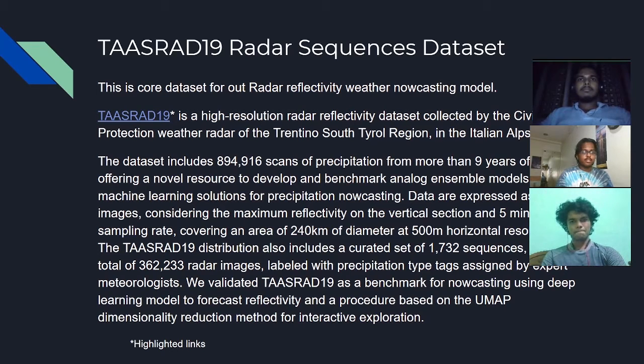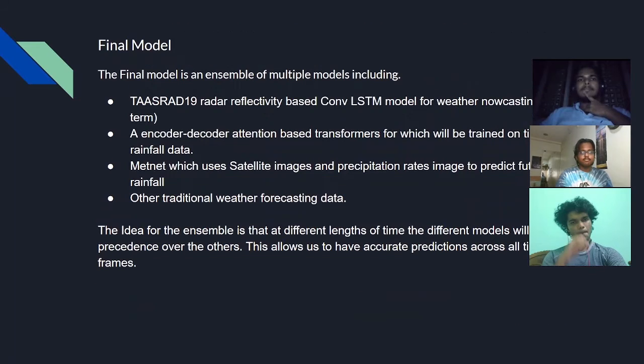Each image covers an area of roughly 200 square kilometers, 200 kilometers in length and a diameter of 500 meters in the horizontal direction. And it has curated a sequence of 1700 sequences for a total of 362,000 radar images labeled. Each one is labeled with the precipitation type tags assigned by expert meteorologists. So using this dataset, we will be using the convolutional LSTM on this dataset, and let's see what kind of results we are getting.